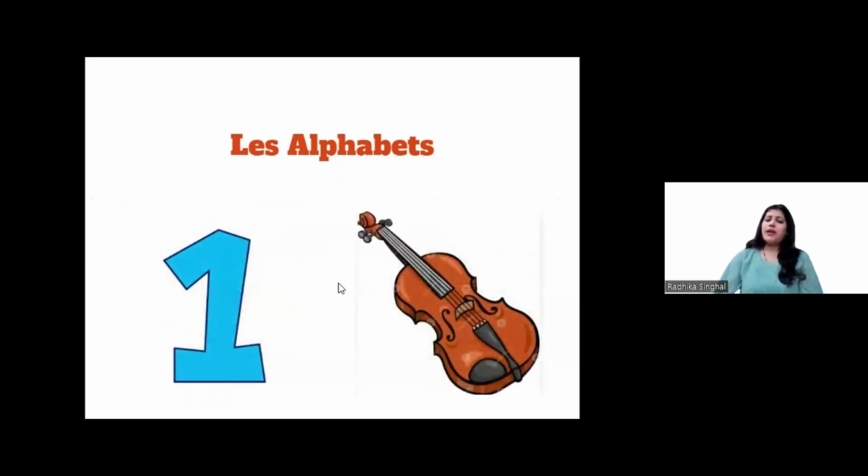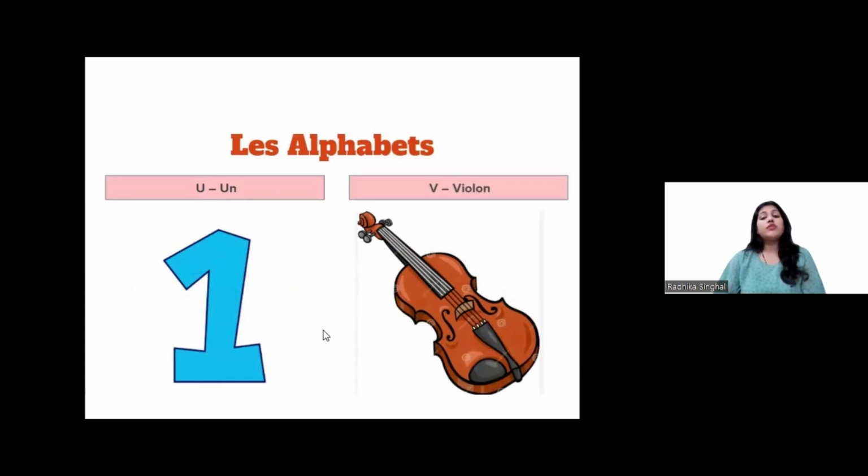Again, there's a number and an instrument from the letters U and V. The number 1 in French is un. And the next one is a violin. In French, we call it violon. Violon.